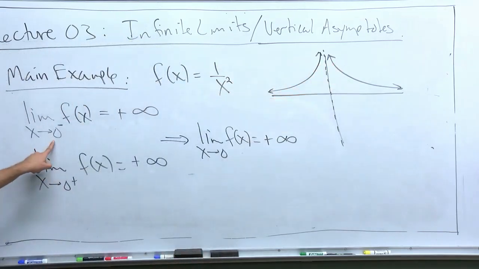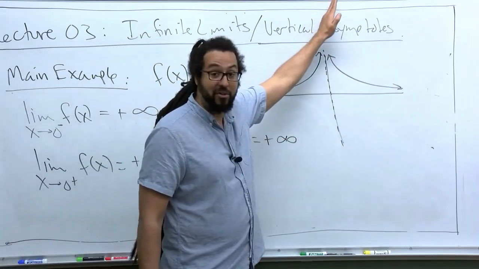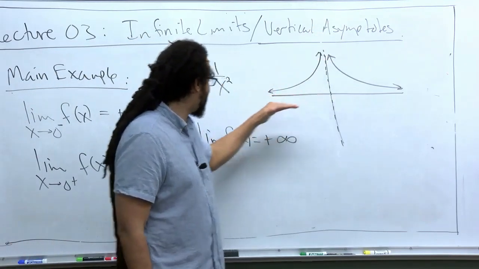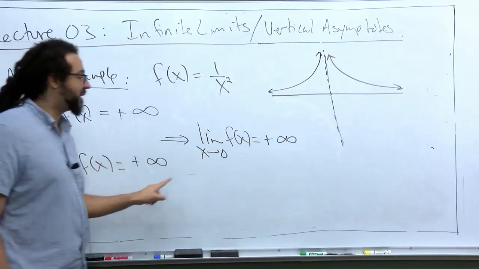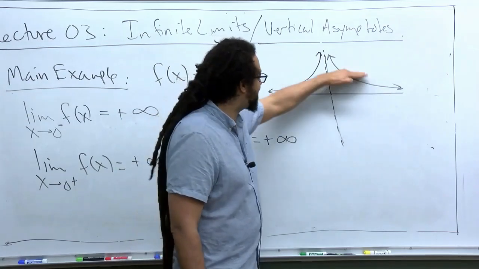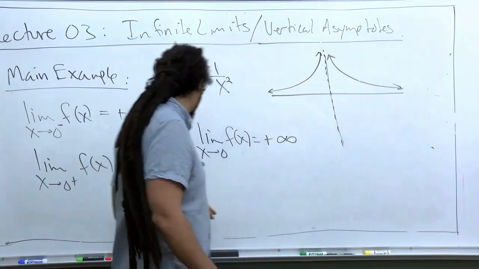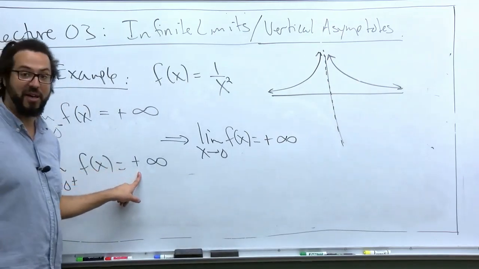So now the limit as x approaches 0 from the left, again, this thing grows without bound in the positive direction. So that left-hand limit is positive infinity. Similarly, the right-hand limit, as x approaches 0 from the right, the function grows without bound in the positive direction. So the right-hand limit, in this case, is positive infinity.